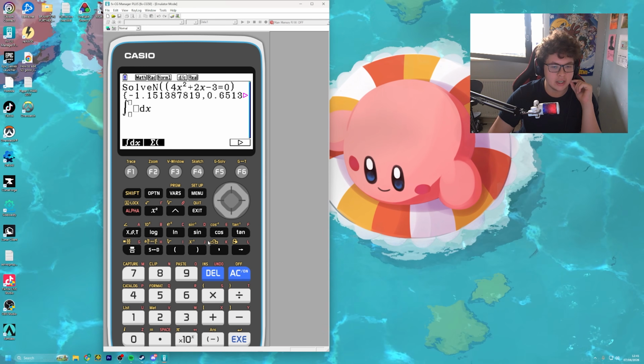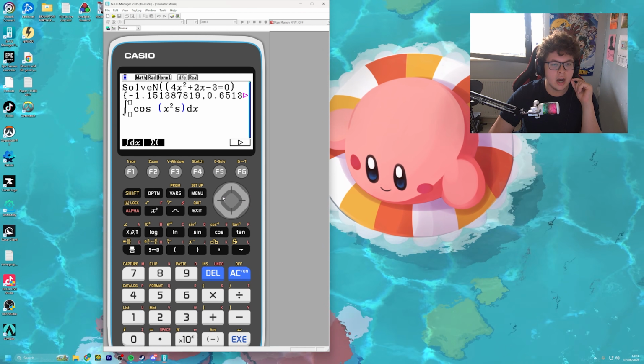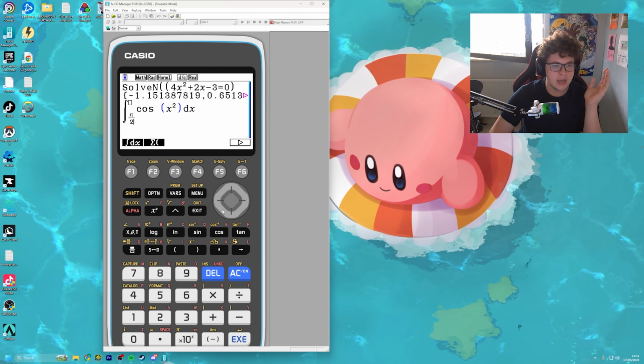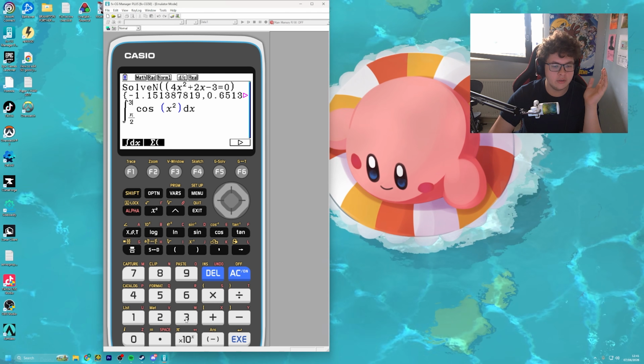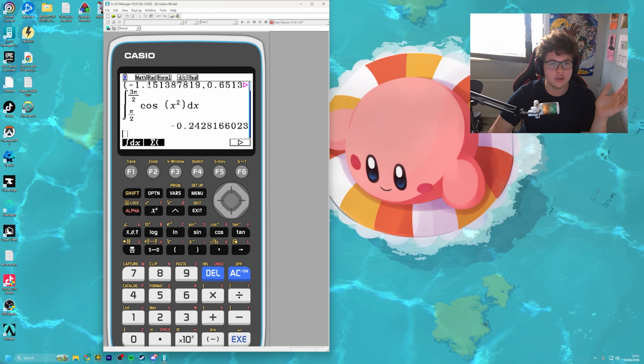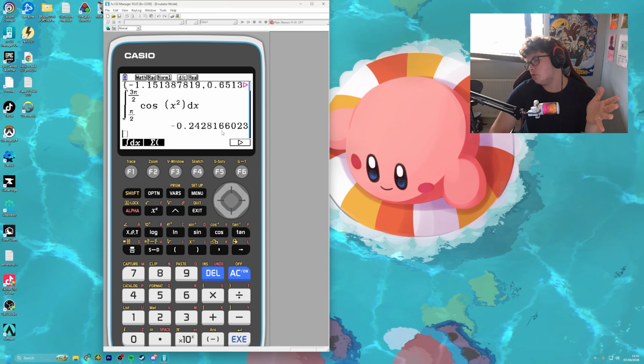So, let's say you have, I don't know, cos x squared. You have to integrate that between, let's say, pi over 2 and 3 pi over 2. Bam. Literally do that. Put it in. Make sure you're in radians if you're doing calculus. Make sure you're always in radians if you're doing calculus. And that will just give you your numerical answer.